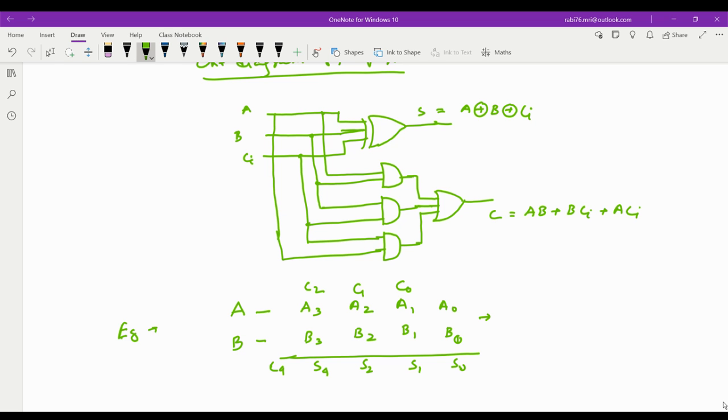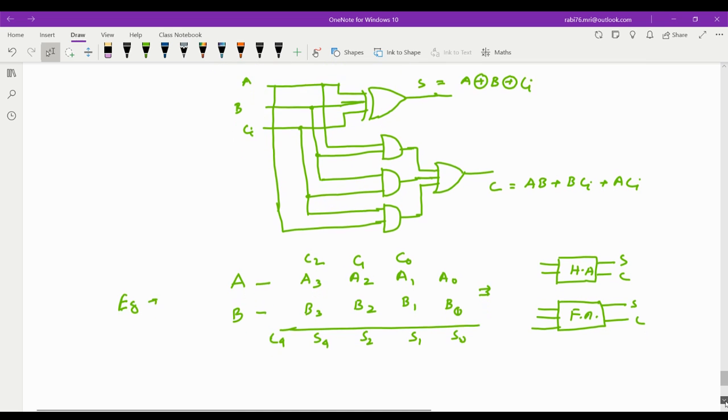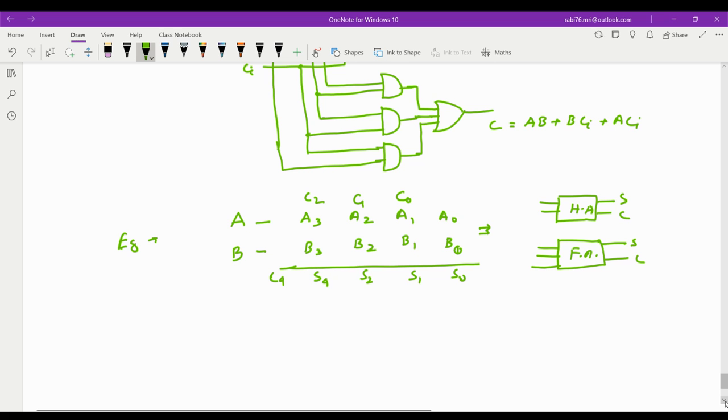So in this circuit, I am denoting a half adder by block diagram, right? Then it has two outputs, one is sum and another is carry, right? And by block diagram, if I write a full adder circuit, then there will be three inputs and two outputs, S and C. Then to perform this sum, what do we need? We need three full adders and one half adder.